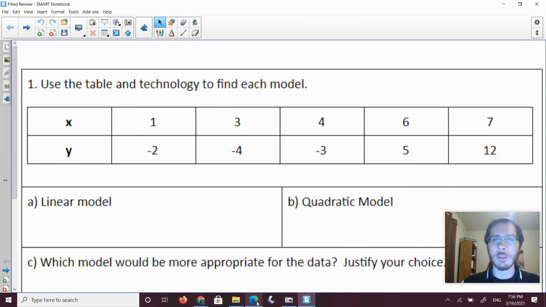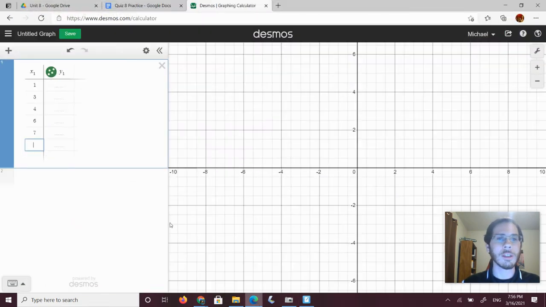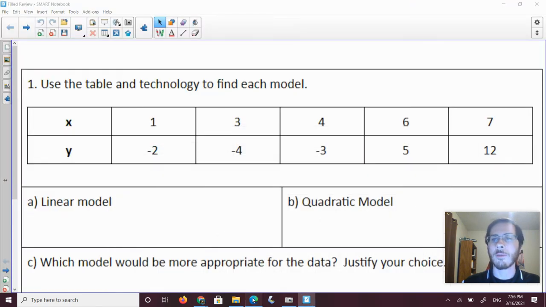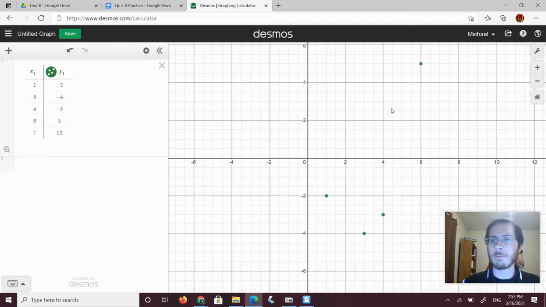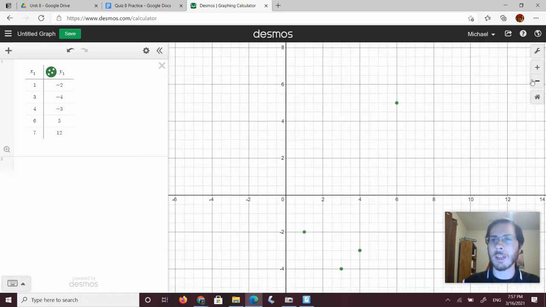I find out what the Y values are. So we got -2, -4, -3. So we'll plug those in. 4, -3. And let's see what the other ones are. 5 and 12. All right. So I got them all plugged in. I'll get rid of that space. So my face is not really in the way, but we can see we got some dots on there.